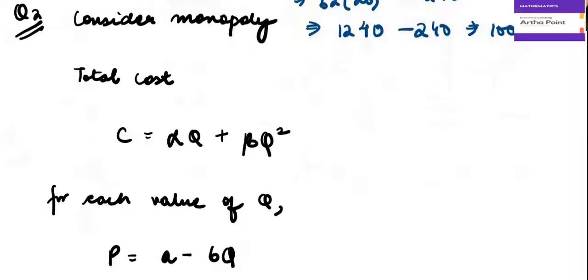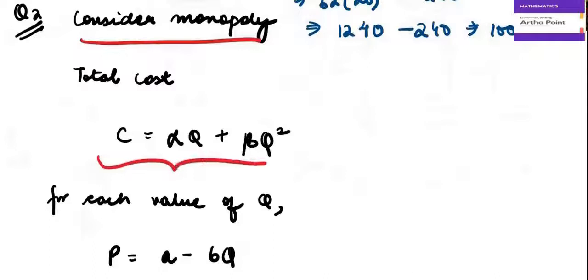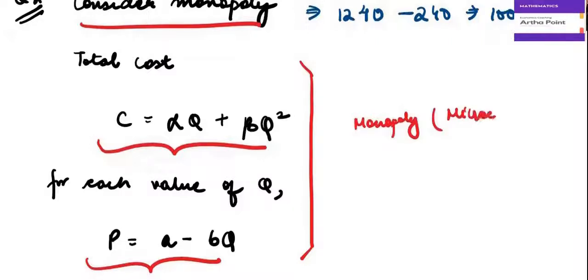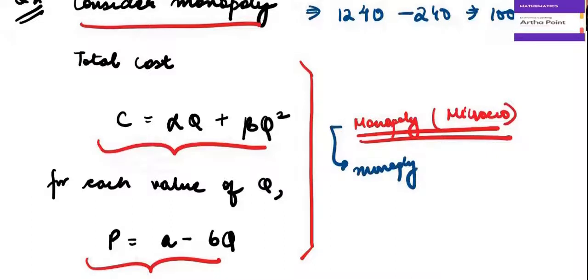Now, let's take another example. Consider a monopoly. Now, the cost function of the monopoly is given as alpha Q plus beta Q square, and the price function is given as A minus BQ. Now, not now, but once we start doing monopoly in microeconomics, I will tell you how monopoly is different from perfect competition.